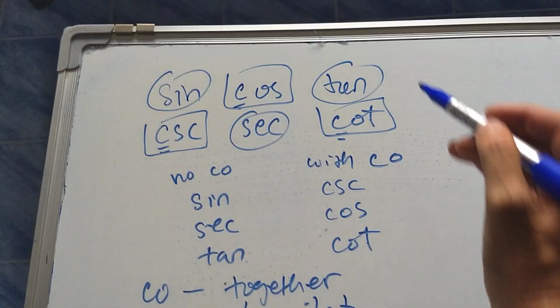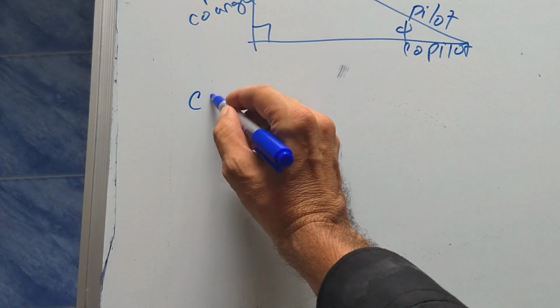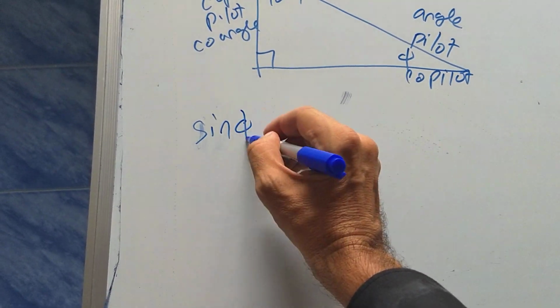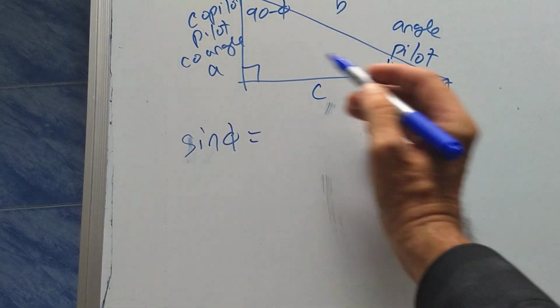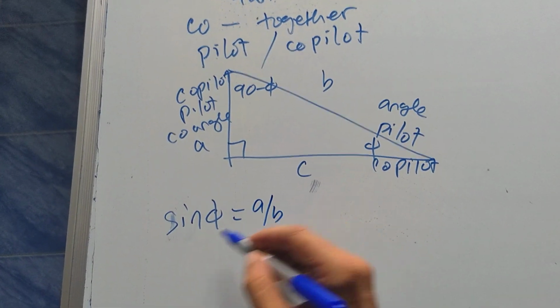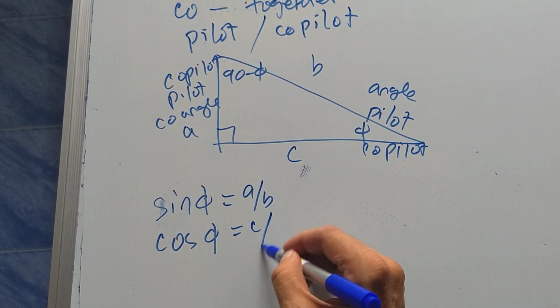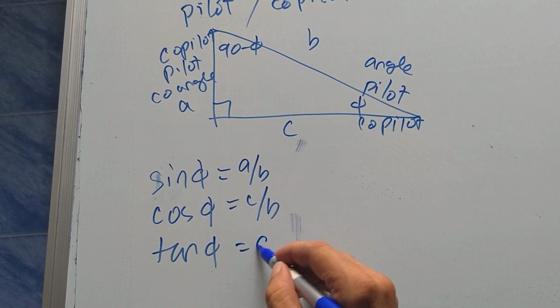Okay, so let's take the first group here, sine, cos, tan, and look at the relationships. Sine phi, well, let's label it A, B, C. Sine phi is A over B. What's cos phi? Cos phi is C over B. What's tan phi? Tan phi is A over C.